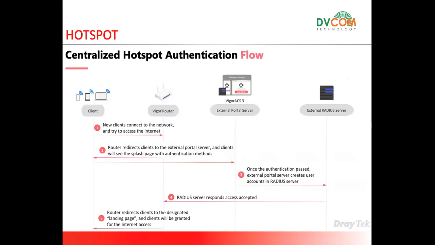And the centralized hotspot authentication flow, if you see here: when new clients connect to the network and try to access the internet, the router redirects the clients to the external portal server, and the clients will see the splash page with authentication methods. Once the authentication is passed, the external portal server creates a user account in the Radius server. So the Radius server responds, access accepted. Once access is accepted, the router redirects the clients to the designated landing page, and clients will be granted internet access. So this is how the flow will be whenever you configure centralized hotspot.